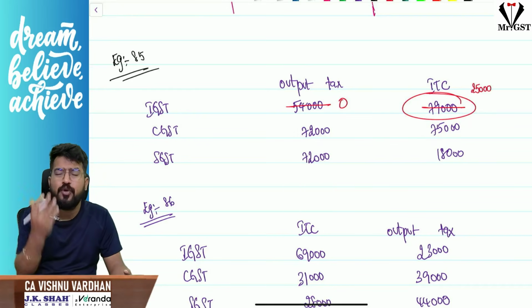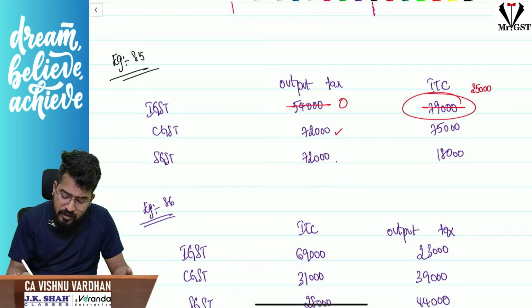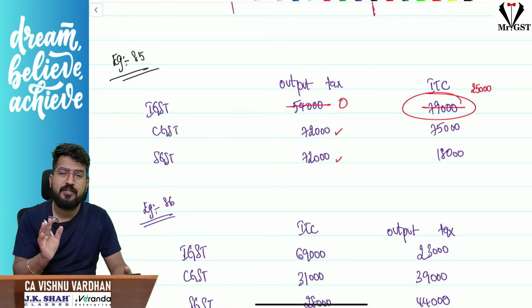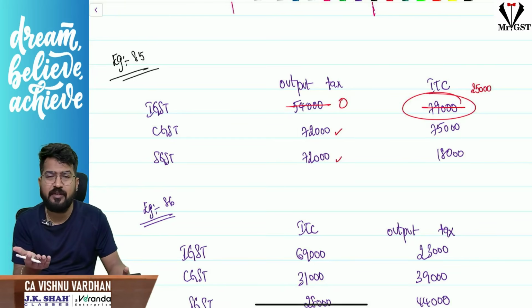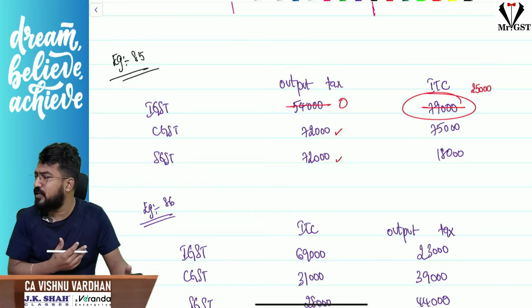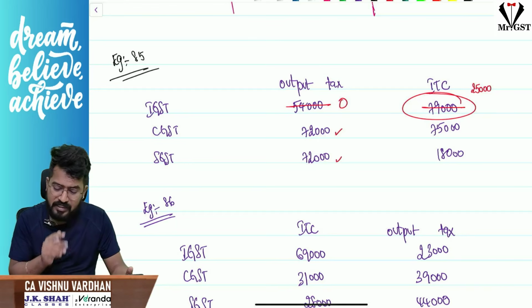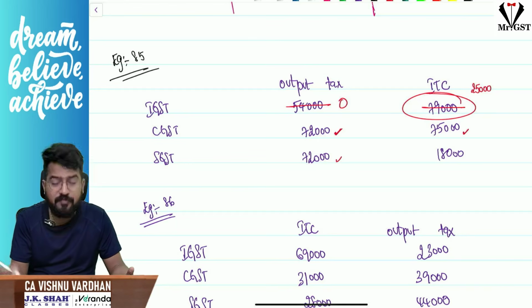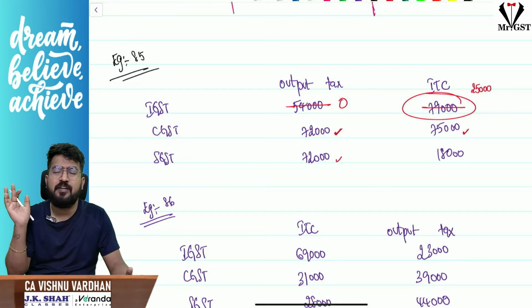Now understand, you have 25,000 in hand and you can use it for CGST or SGST payable in any order, any proportion. But you should not do that. You should see who actually needs your help. If you see, CGST payable is 72,000, ITC is 75,000. That means it has 3,000 extra money. It doesn't need anybody's help.